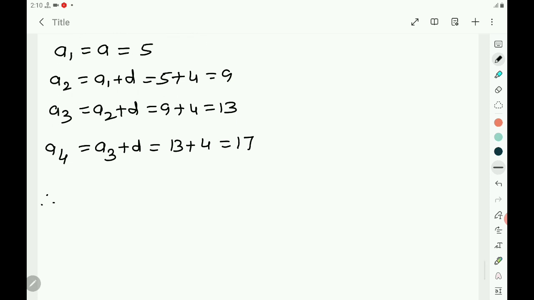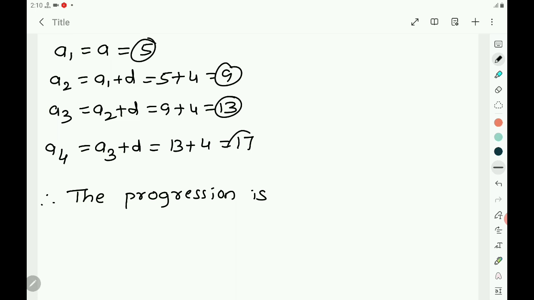Therefore, the progression is 5, 9, 13, 17, and so on.